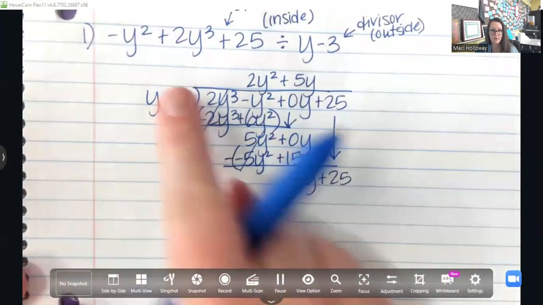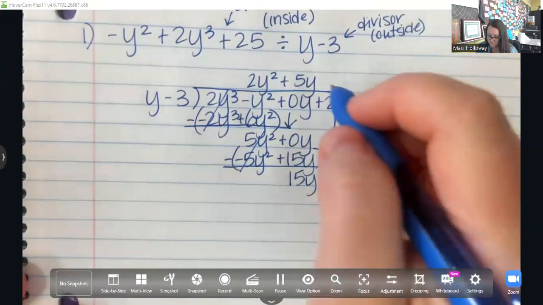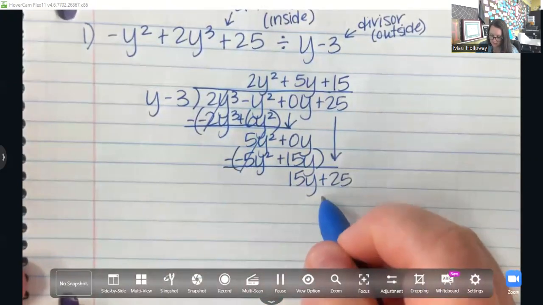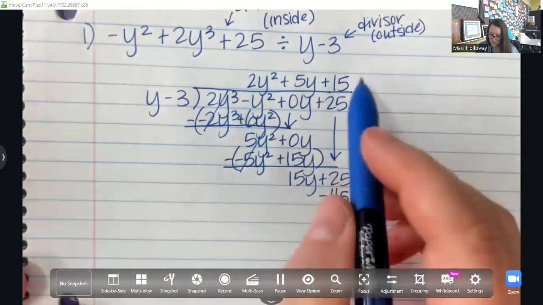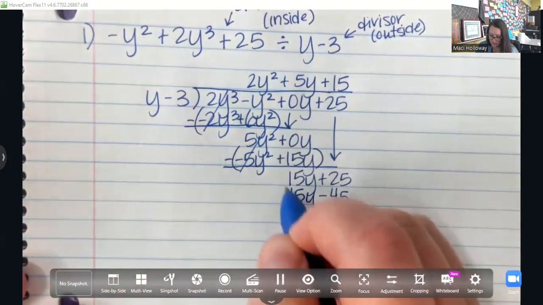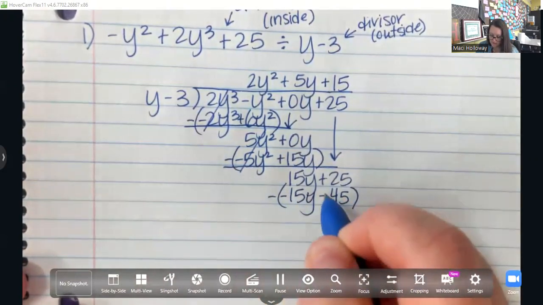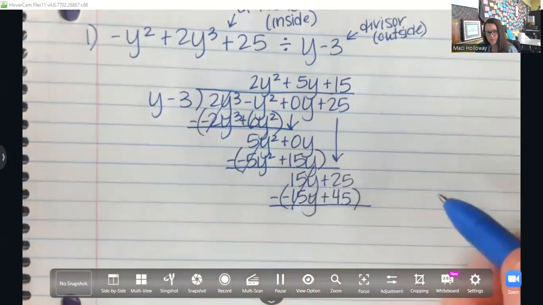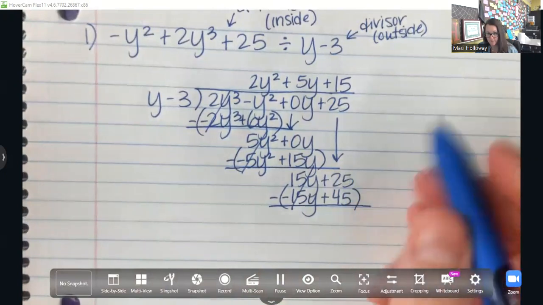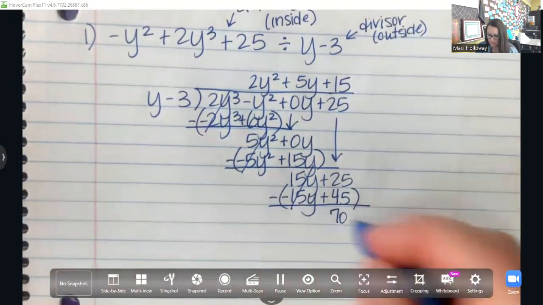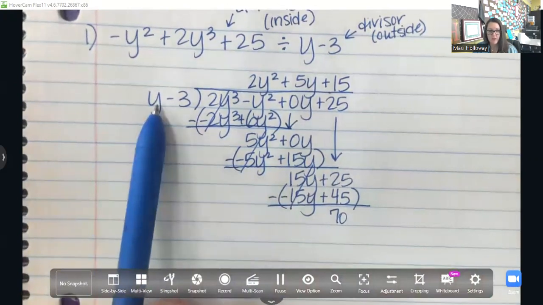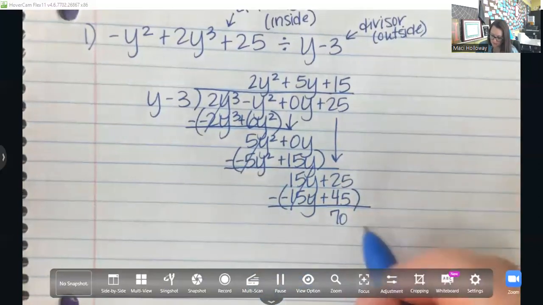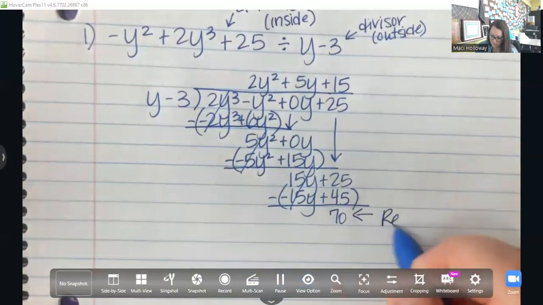So we'll follow the same pattern. y times what is 15y? It's 15. So we multiply 15 times negative 3, which is negative 45, and 15 times y is 15y. My last step is to subtract this binomial, which switches my signs, cancels my 15y's, and now we have 70. All right, so we went over divisor, dividend, and this number. Now I don't have any more terms to bring down, so this one is called my remainder.